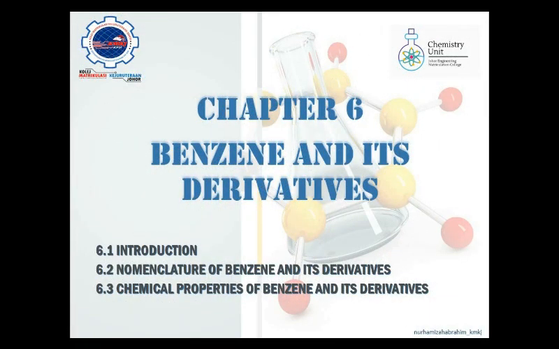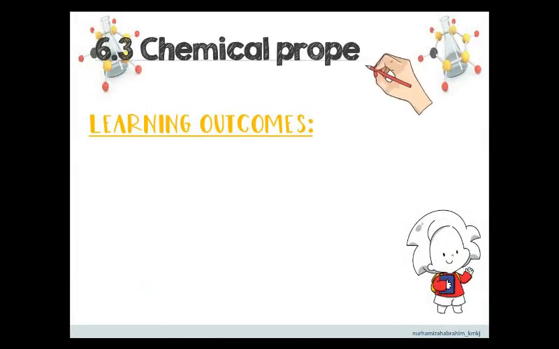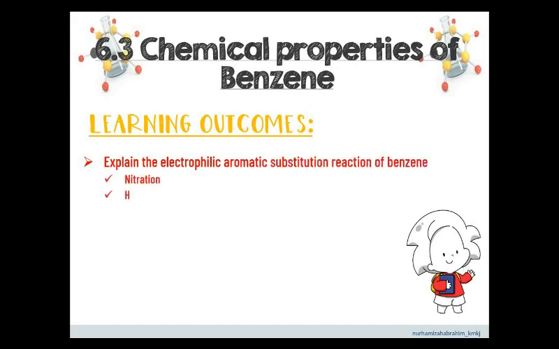This is the last part of Chapter 6, Benzene and its derivatives. 6.3 Chemical properties of benzene and its derivatives. The learning outcome for 6.3 Chemical properties of benzene is to explain the electrophilic aromatic substitution reaction of benzene, such as nitration, halogenation, Friedel-Crafts alkylation, and Friedel-Crafts acylation.